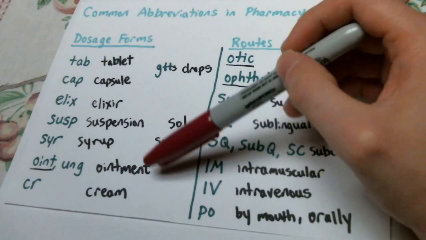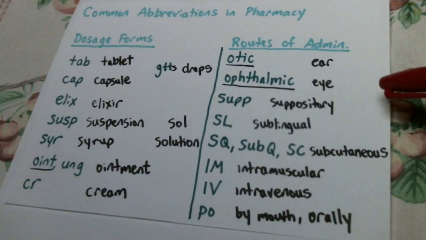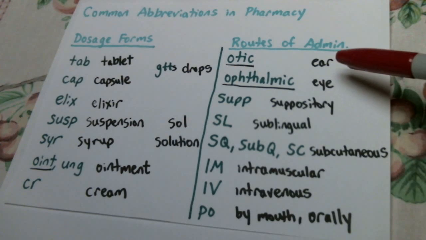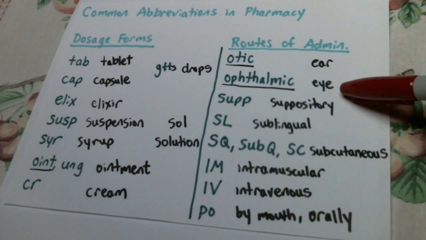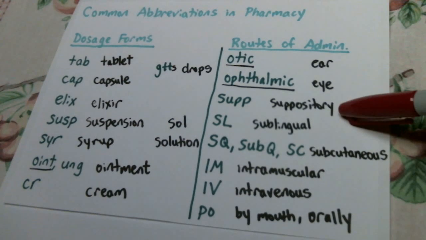We also have various routes of administration, or ways to get drug into the body. Anytime you see otic, it means something that is for the ear. Ophthalmic is something that's for the eye. We have suppositories that can be used for the rectum, vagina, or urethra.